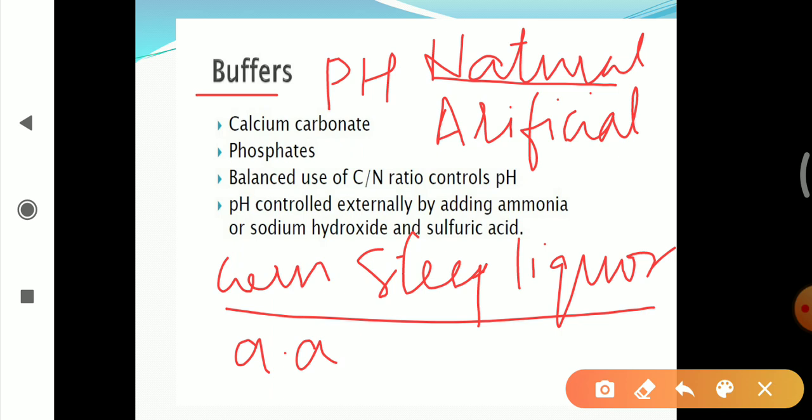A natural medium has a dual function: it acts as a buffer and also as a nutrient. For example, if we add corn steep liquor, it functions as a nutrient for the microorganisms, and also functions as a buffer.